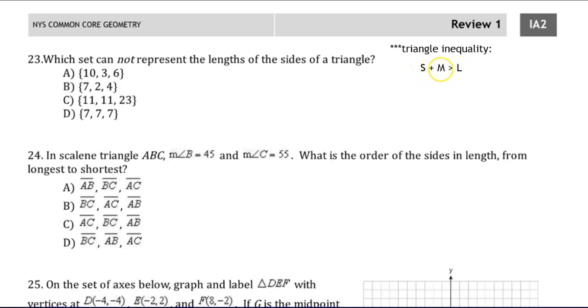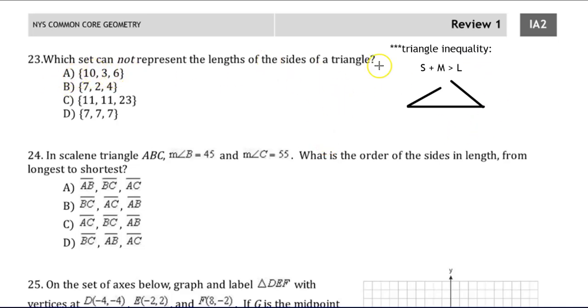And if the small plus the medium are smaller than the large side, then the 2 sides don't connect. It would look like this, right? The longest side is here. If the small and the medium side don't add up to larger than the larger side, then these two lines just would not connect. They would not be a correct triangle.